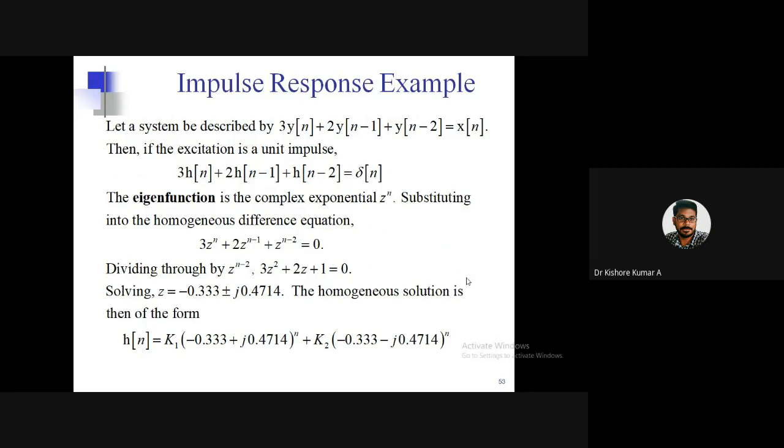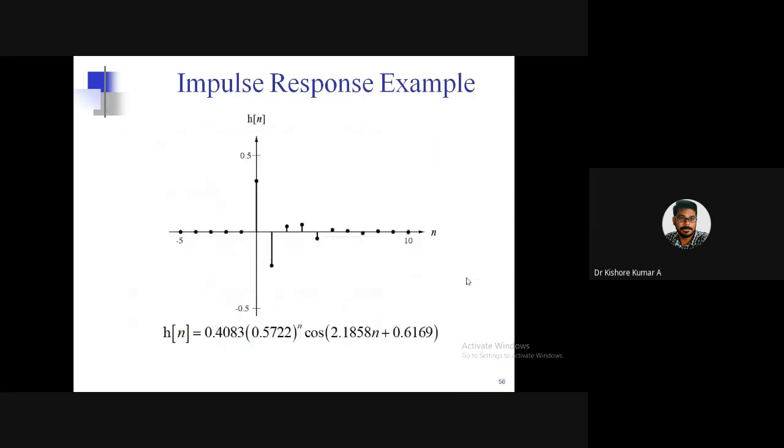And this is for another example. So we have to take the eigenfunction in the complex exponential form and substitute it into the homogeneous differential equation. Finally you get the solution in the form of k along with the k1 and k2 terms in complex conjugate form, both real and imaginary terms. This particular equation is represented graphically, h of n versus n, the impulse response for the various sequences.